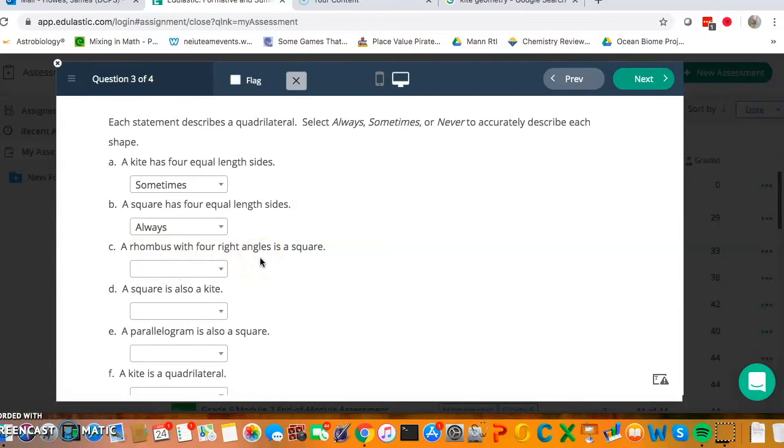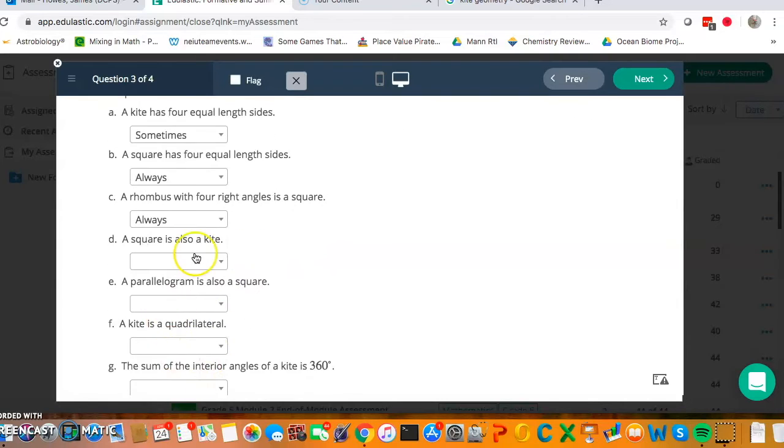A rhombus with four right angles is a square. Well, I just said that a square is a shape where all of the angles are the same and all the sides are the same. A rhombus is a shape where the side lengths are the same. So that's always true, because if I had a shape with equal sides and equal angles, it must be a square.